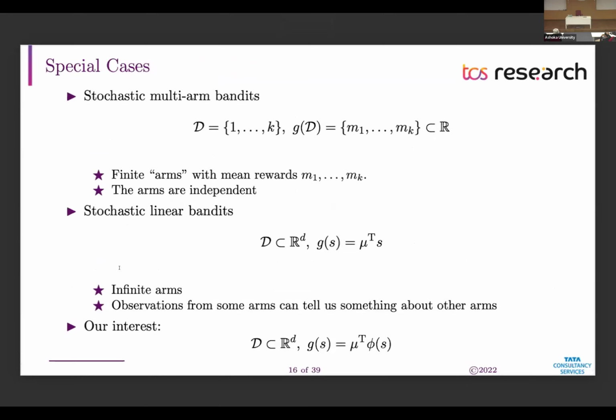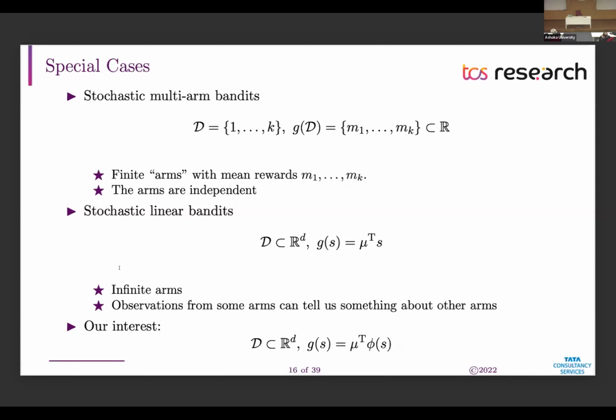So a couple of special cases. If I let this decision set be finite, then I'm back in the multi-arm bandit case. And this function g is just a function that maps each arm to its mean reward. All right. In this case, the arms are assumed to be independent.